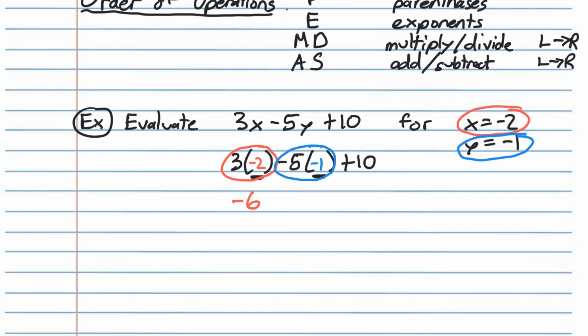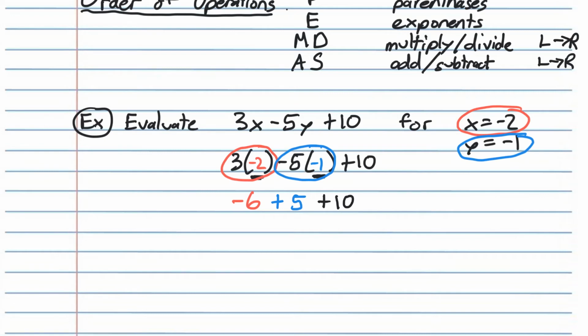-5 times -1. Negative times a negative is a positive. But then we didn't do anything with that 10 on the end. Remember, that's adding. That's the next step. So if you're not doing anything with it, just bring it straight down. Now we're at the last step where now we can add and subtract.